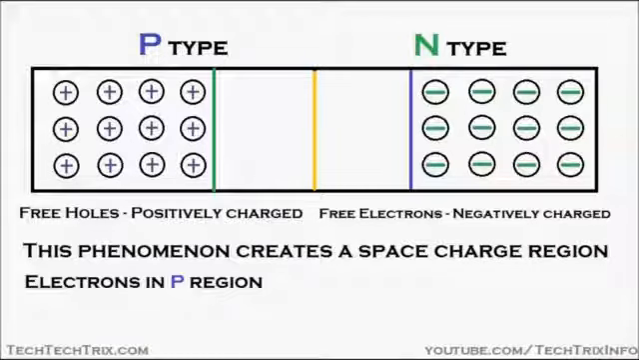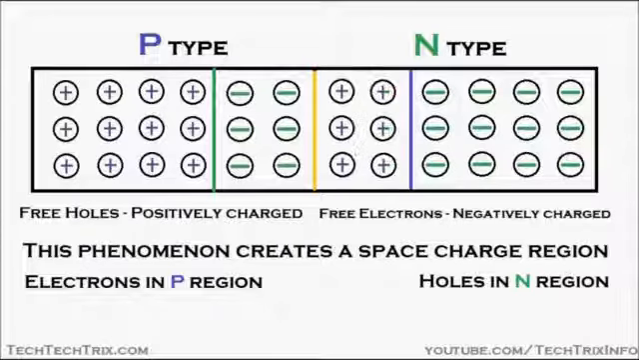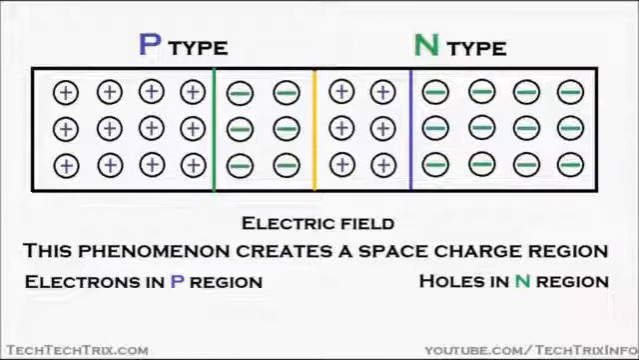Electrons are available in the p region at this space charge region, and holes are available in the n region at this space charge region. An electric field is also created in this space charge region because of the movement of these holes and electrons, and the direction of the electric field is from the n-type region towards the p-type region.